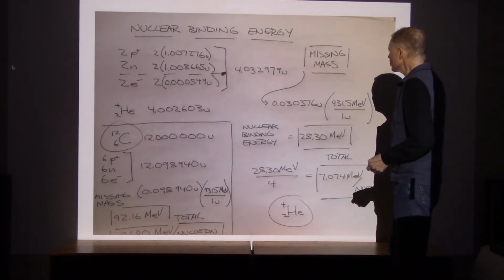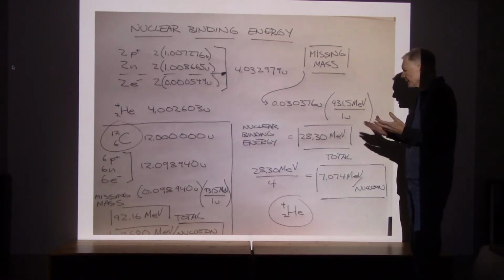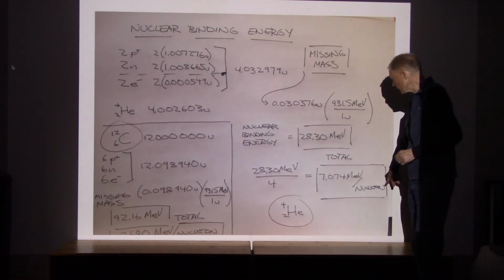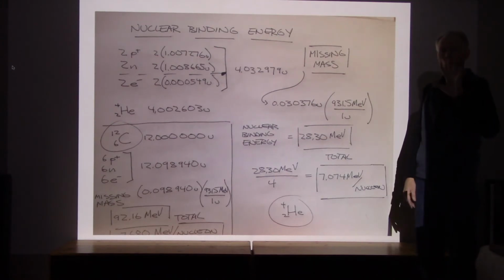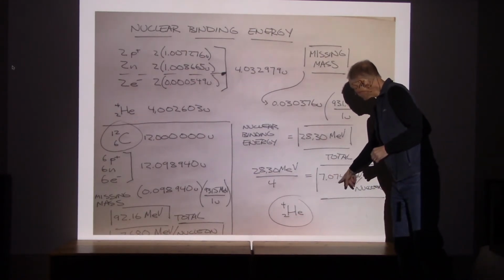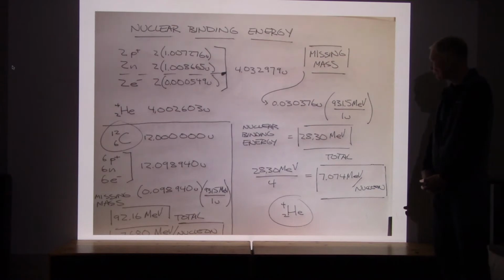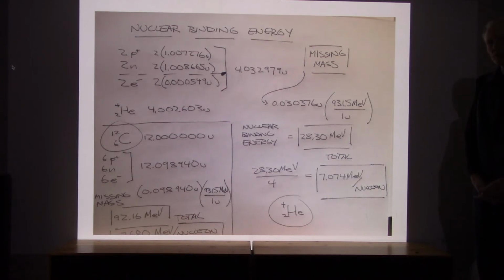Now, what we can also do is say, well, kind of on average, how much binding energy is there for each one of the nucleons? If we think of a certain amount of binding energy and divide it by the four protons and neutrons, the nucleons that are in there, then per nucleon, that's 7.074 MeV. So we could kind of think of it this way. Each proton or neutron has a binding energy of a little over 7 MeV. What does that mean? Well, it means this.